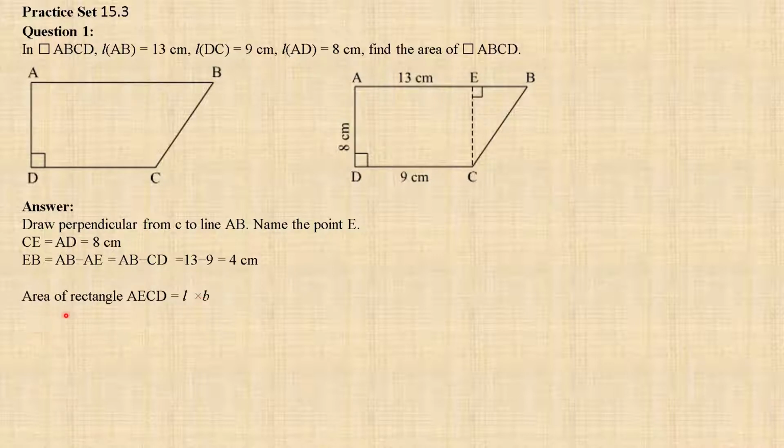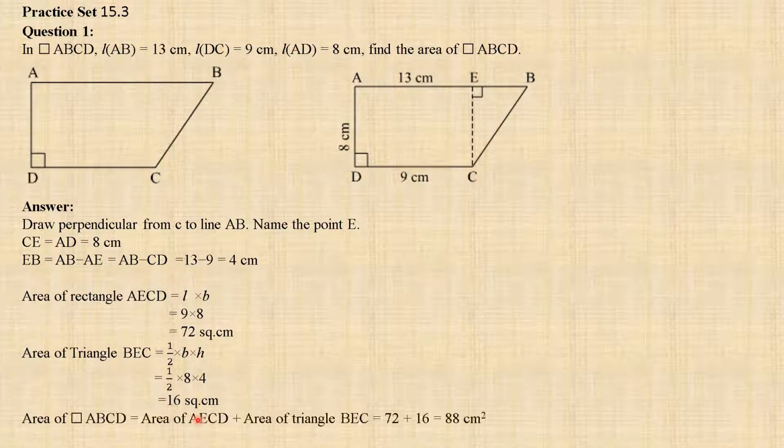Now we'll use the area of the rectangle formula. So area of rectangle AECD will be length into breadth. So that is 9 into 8, which is 72 square centimeters. Area of a triangle BEC, if you see, BEC forms a triangle and it forms a right angle triangle. So we can use half into base into height. So it is half into 8 into 4, and after simplifying this, we get 16 square centimeters.